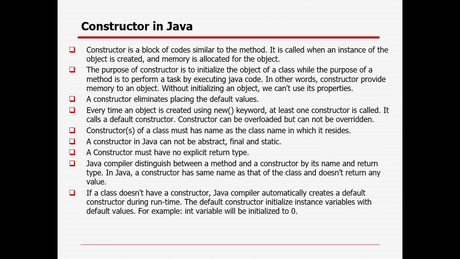A constructor eliminates placing the default value. You have already seen this, right? In case there is no default value, for a string it will be null, for an integer it will be 0, and for a double it will be 0.0, like that. Every time an object is created using the new keyword, at least one constructor is called. It is called the default constructor.